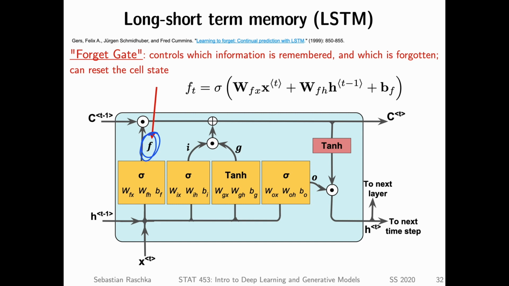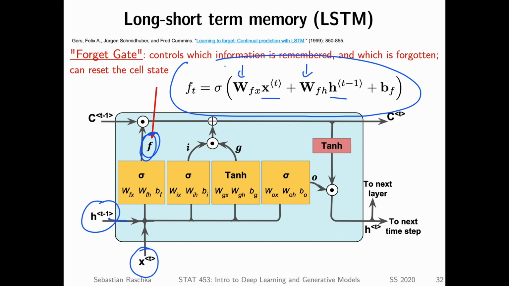So this f here, the forget gate, is computed like shown here. It involves two weight matrices, this weight matrix and this weight matrix. And it involves the input at time step t and the hidden activation from the previous time step. So we have this hidden activation coming in and the current time step input coming in. And then also a bias unit. And then this one is a logistic sigmoid activation function. And as you know, for the logistic sigmoid activation function, the output is between 0 and 1.